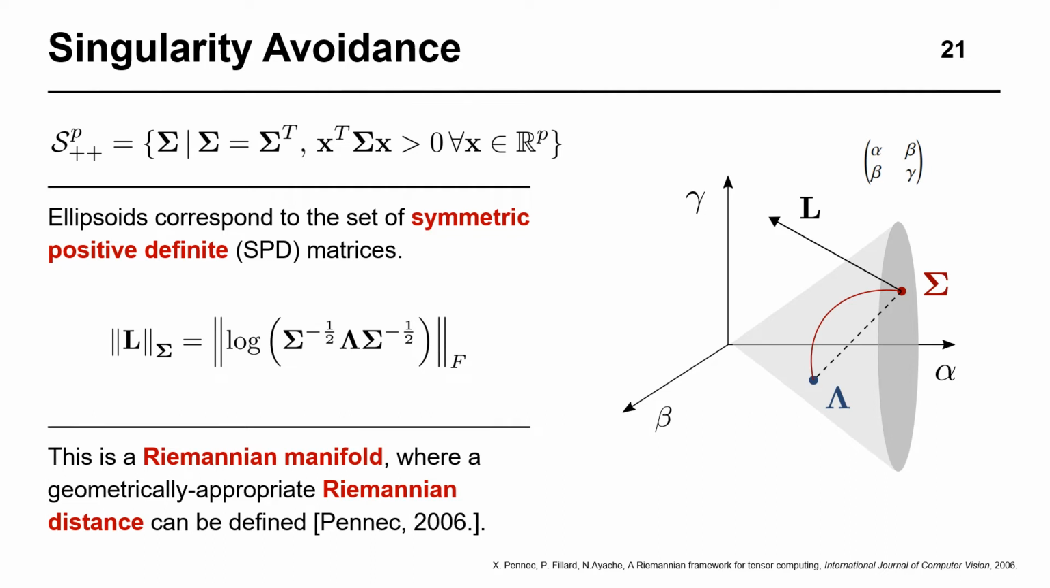On the right, we can see that the dashed straight line in Euclidean space does not represent the shortest path between 2 points on the manifold. The shortest path is in fact the red line, whose length is equal to the length of the tangent space vector L.